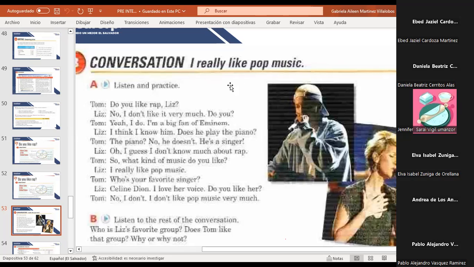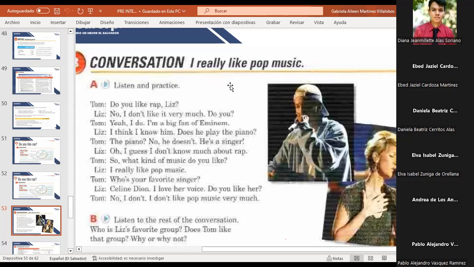Okay. You start. Do you like rap? No, I don't like it very much. Do you? Yeah, I do. I am a big fan of Eminem. I think I know him. Does he play the piano? The piano? No, he doesn't. He's a singer.